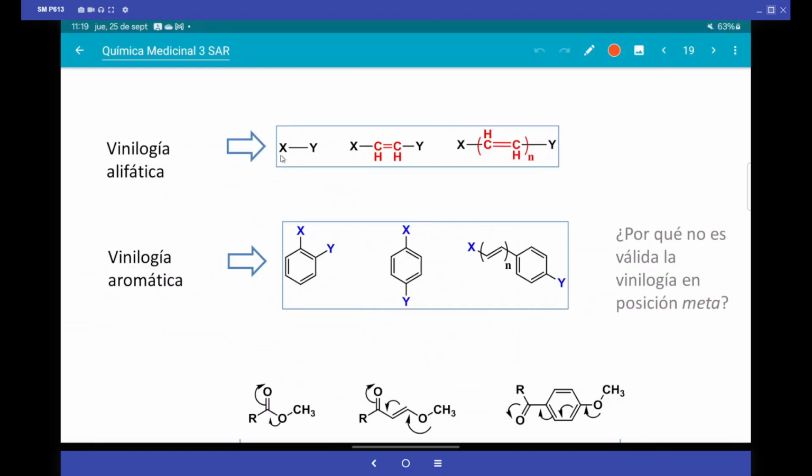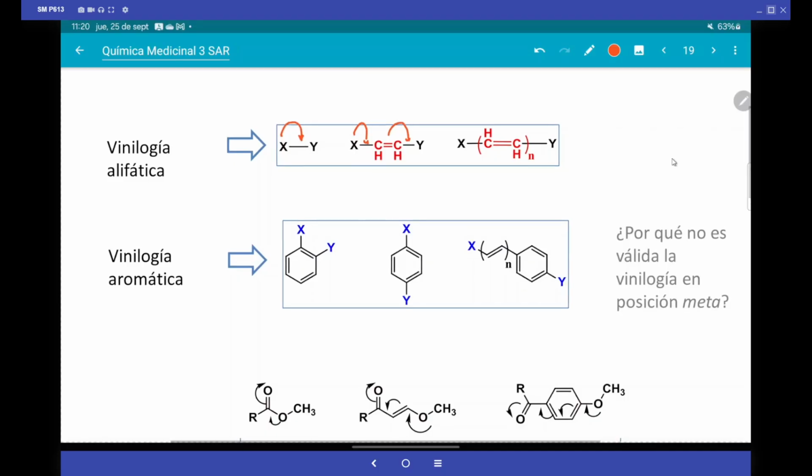One electropositive, another negative electron. Well, if in between we insert a double link or several double links, that polarization is preserved. Suppose that X is the electropositive and Y is the negative electron. Then what does this mean with a double link? The effect is preserved, or with several double links.